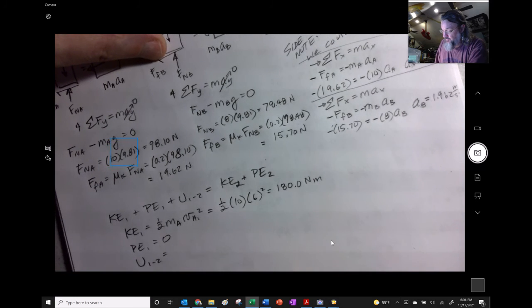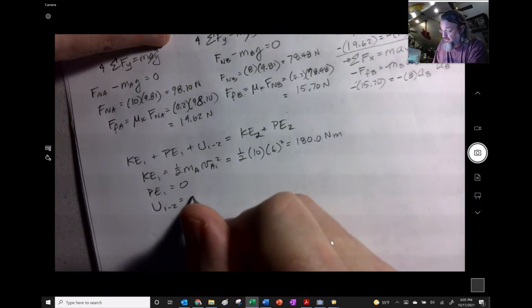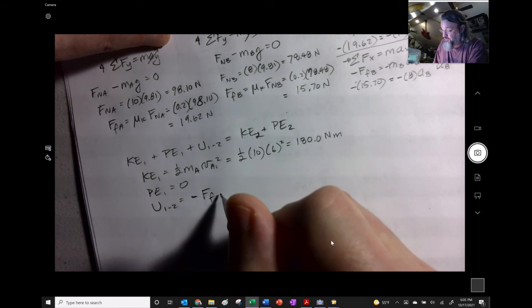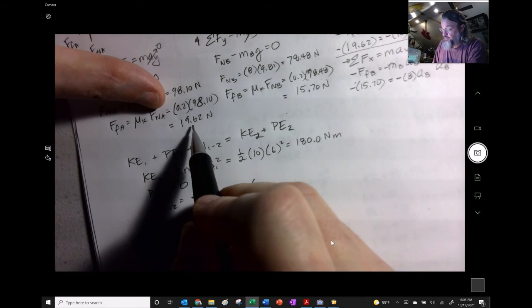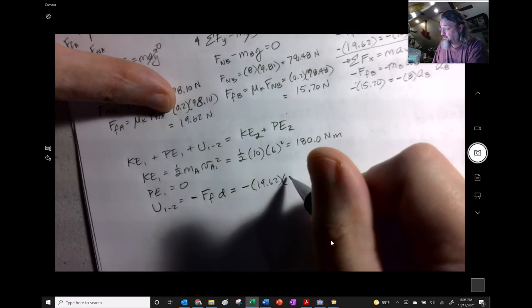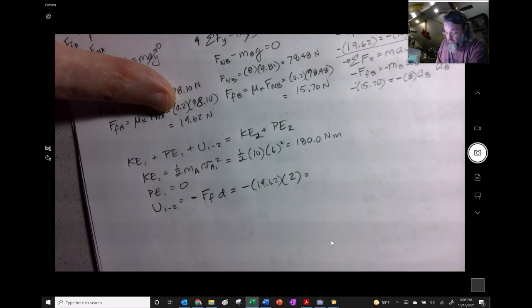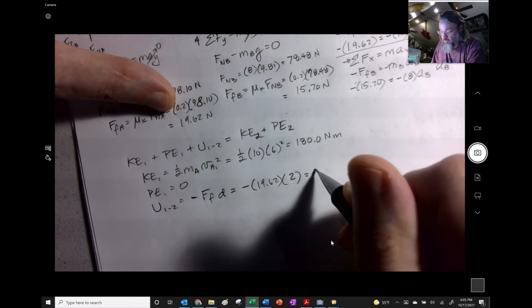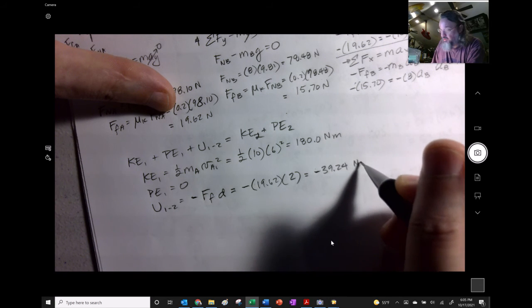The work in between states 1 and 2 is going to be negative friction force times d. Right, so it's negative 19.62 times that distance, and that distance I said was 2. So we have 19.62 times 2 right there, or negative 39.24 Newton meters.